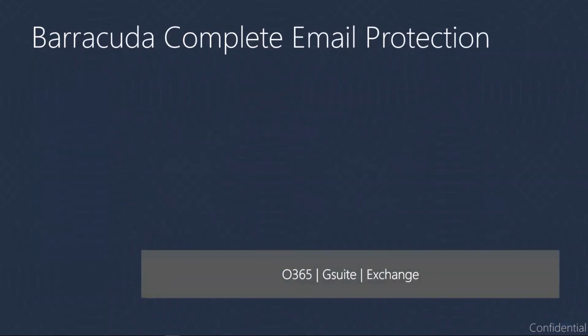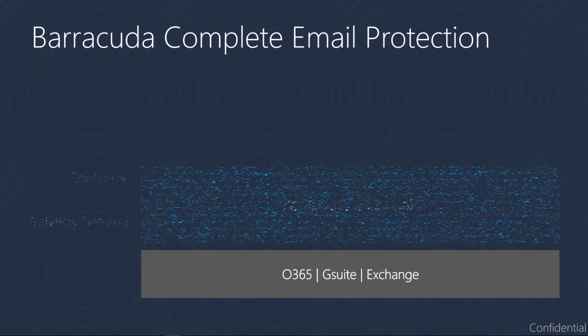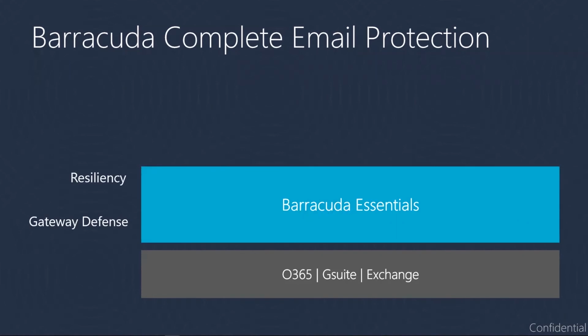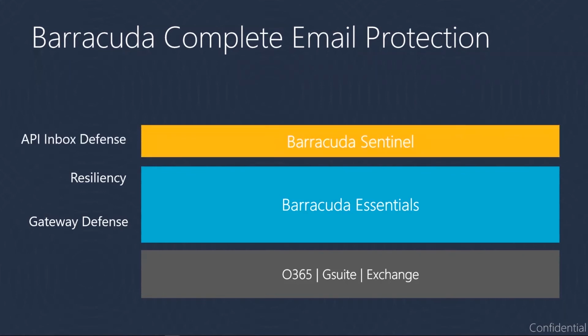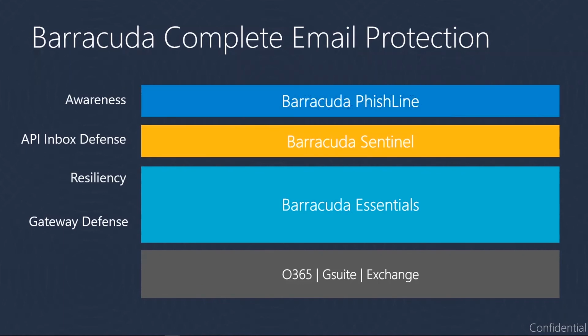So looking over the Barracuda portfolio within email security, we can see that we have a layered approach. So you've got your Office 365, G Suite or Exchange on-prem mail service. It has a resiliency layer, which is Barracuda Essentials, and also the gateway defense. We've got our AI inbox defense, which is Barracuda Sentinel. And then on top of that, we layer Barracuda Fishline to turn your end users from a liability into a trained asset.